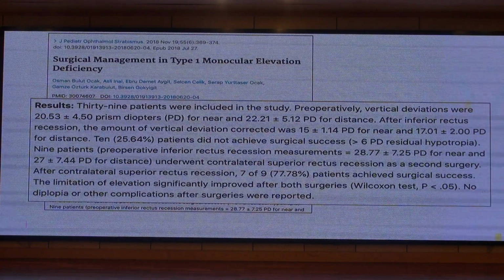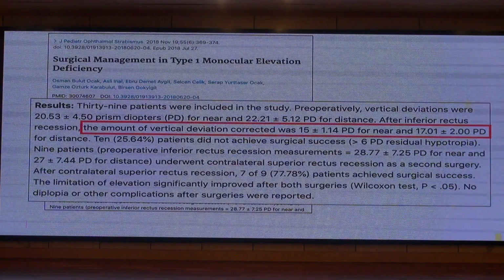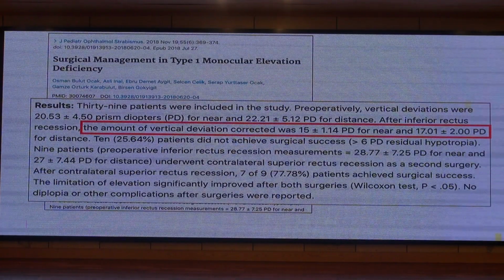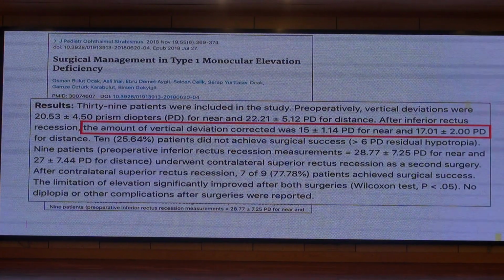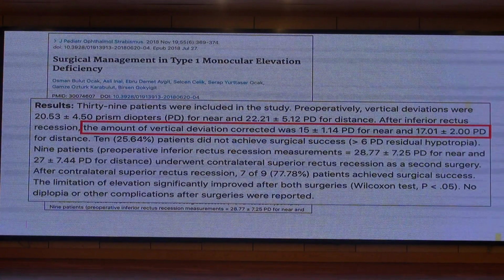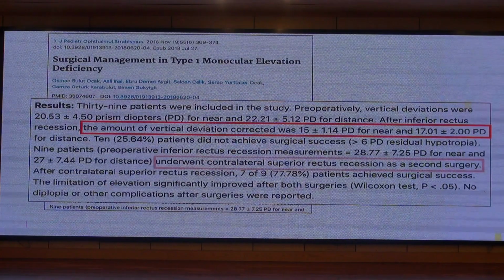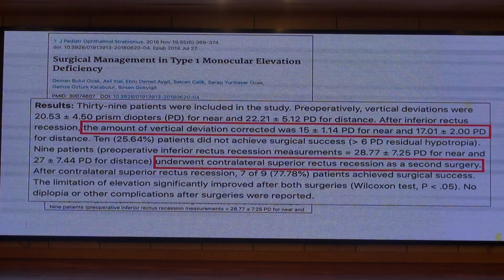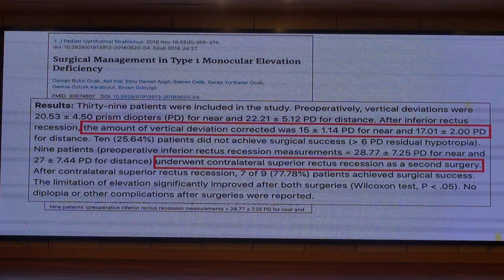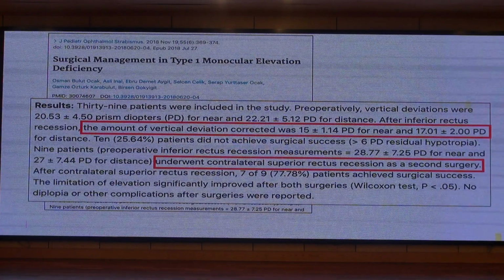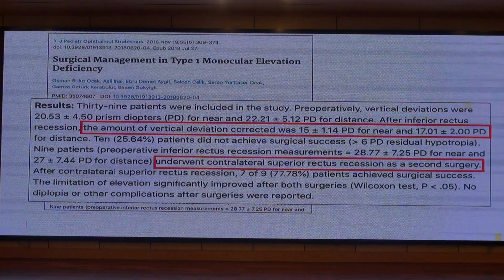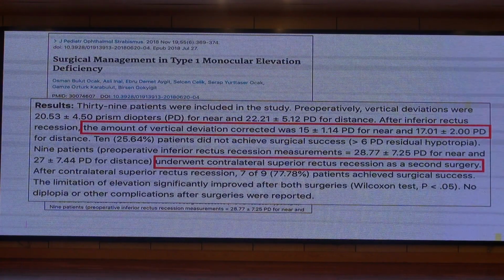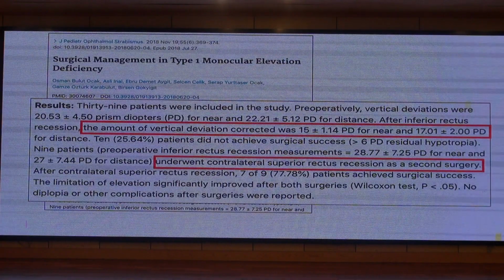The main technique is inferior rectus recession in affected eyes. They reported that after the inferior rectus recession, the amount of vertical deviation corrected was 15 PD for near and 17 PD for distance. Patients with residual hypertropia underwent a second surgery, a superior rectus recession in normal eyes. After the second surgery, 77% of patients achieved success.